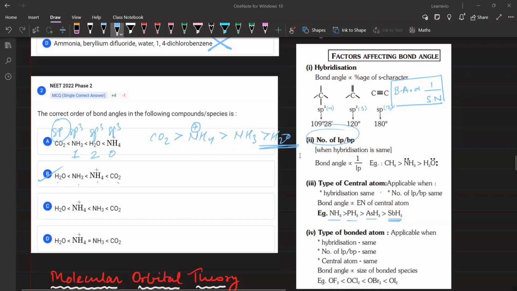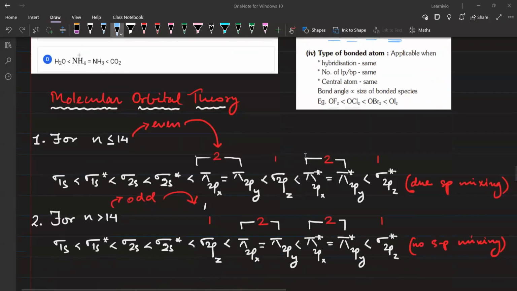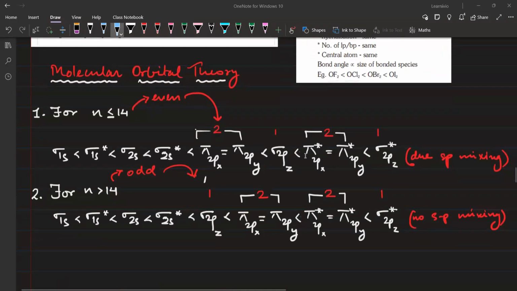Now, in molecular orbital theory, there are two cases. When the number of electrons is less than or equal to 14, you have a certain configuration that you have to fill, and when the number of electrons is more than 14, you have to remember it. First let us see what happens. Starting the same: sigma 1s, sigma 1s star, 2s, 2s star, then pi 2px, pi 2py, after that sigma 2pz, pi star 2px, pi star 2py, and sigma star 2pz.